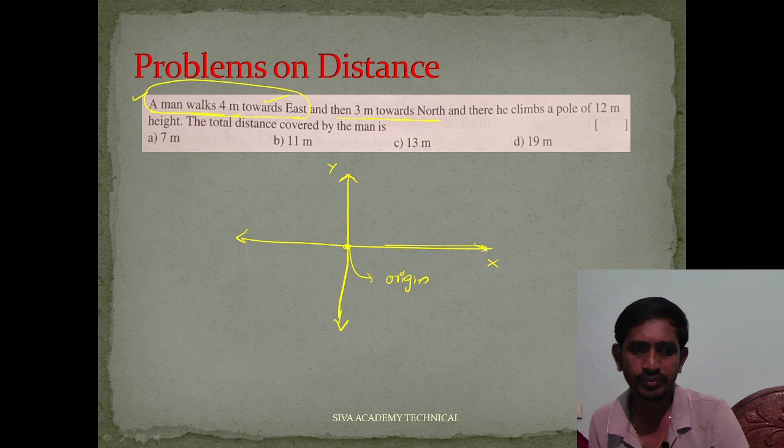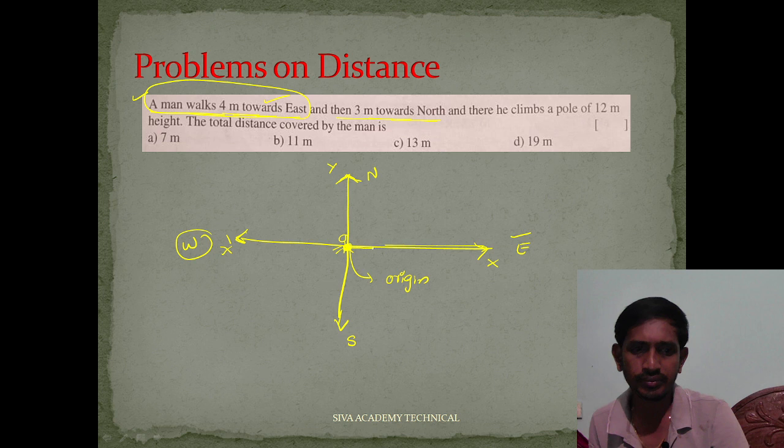We can say that the x-axis is always the east direction, and the negative x-axis, that is x dash, we take as west. The opposite of east is west, and the upside positive y-axis always indicates the north direction. The opposite of north is south. Right. So now the starting point is the origin. A man walks 4 meters towards east.